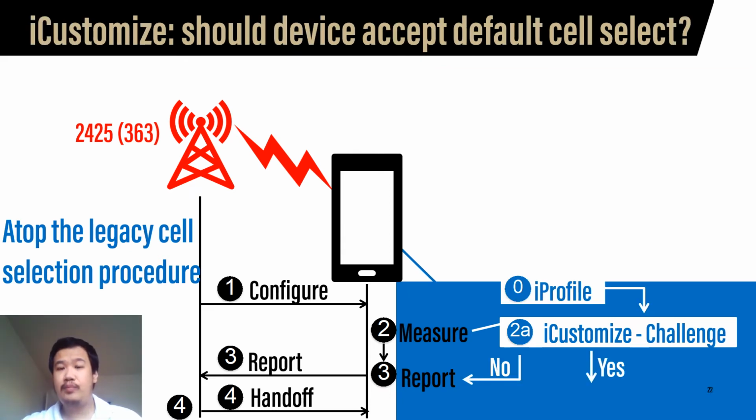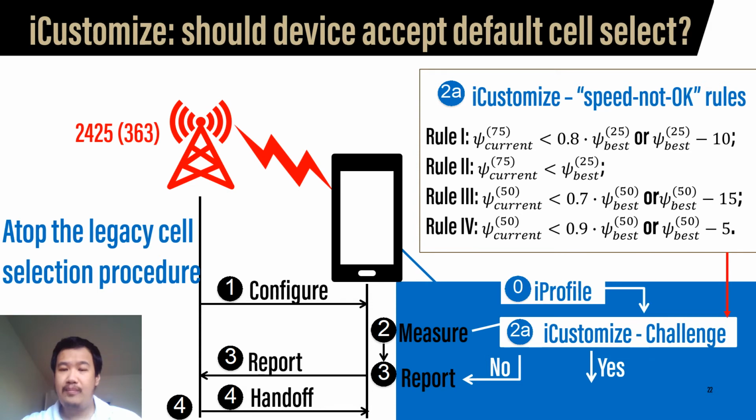iCustomize takes the network profile input from iProfile and challenges the performance of the current serving cell according to speed-not-OK rules. These rules compare the current network performance with the historical profile and see whether the speed is OK or not. We devise intuitive rules such as: current performance is no worse than a portion of the best, for example above 70% of the 50th percentile performance of the best serving cell set, or current performance is above a certain percentile, for example, the midpoint of the performance range.